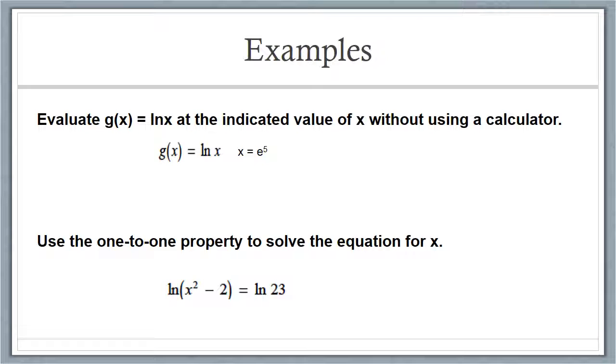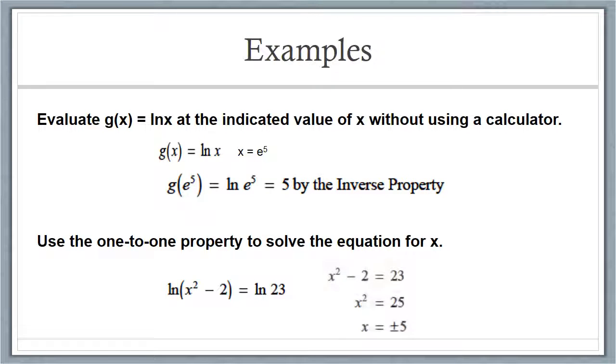Okay, now try these two problems. Pause the recording, give them a try, and resume to check your answer. This first one's similar to ones we did earlier. The natural log of e to the 5th is 5 because the natural log and the e cancel each other out. And for the second one, well, x squared minus 2 must equal 23. And solving, we get that x is plus or minus 5.